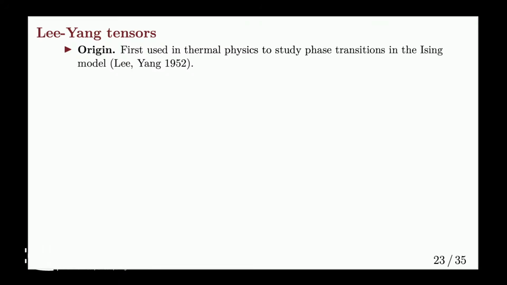The origin of these things was in the 50s. Lee and Yang used them to study phase transitions in the classical Ising model, which we saw. Okay? In particular, there's a phase transition whenever there's some kind of discontinuity in the log of the partition function. If you have a big zero-free region, that kind of discontinuity does not occur, and hence no phase transitions occur.